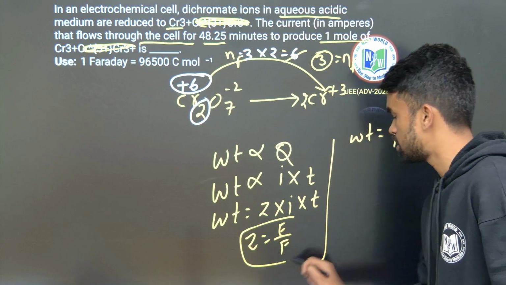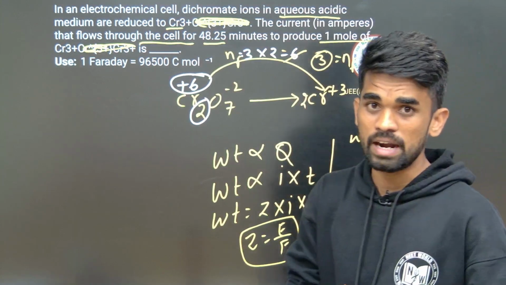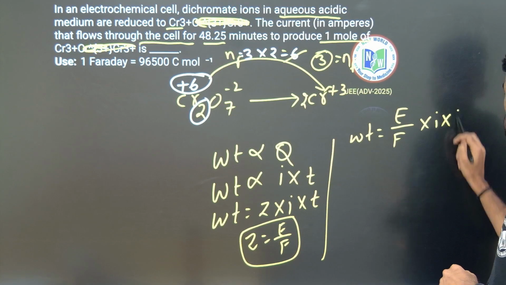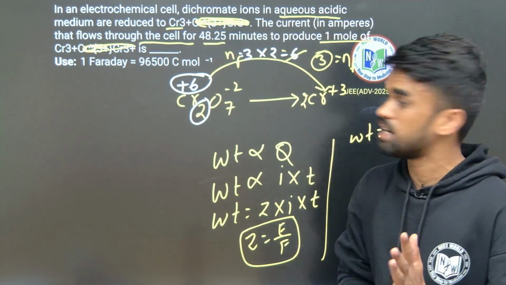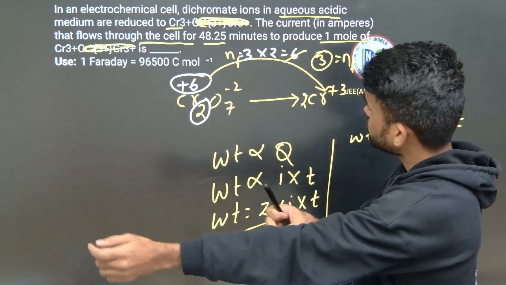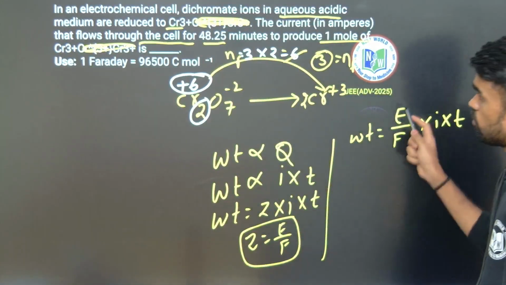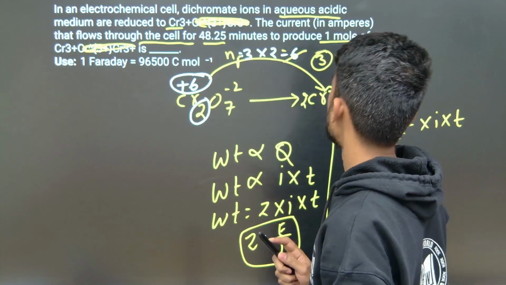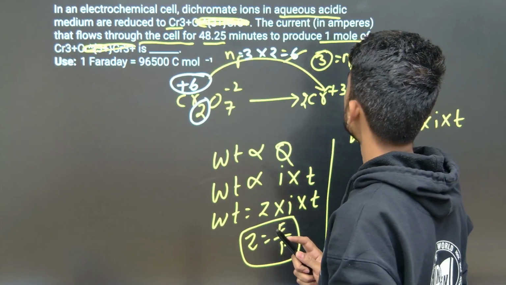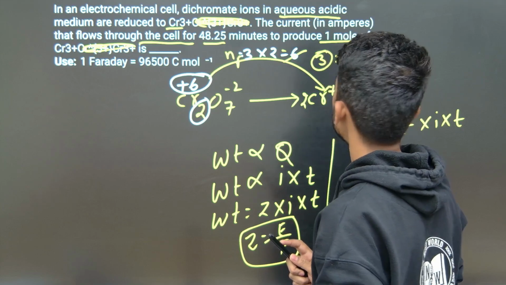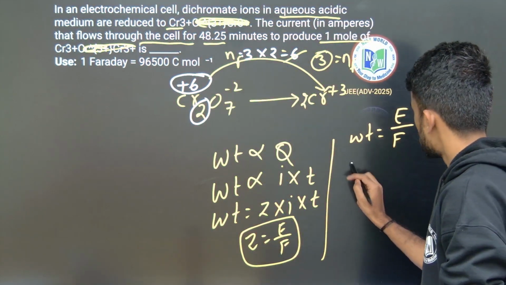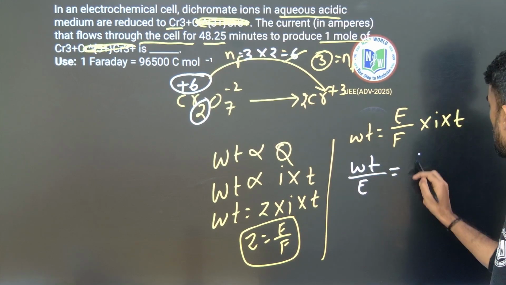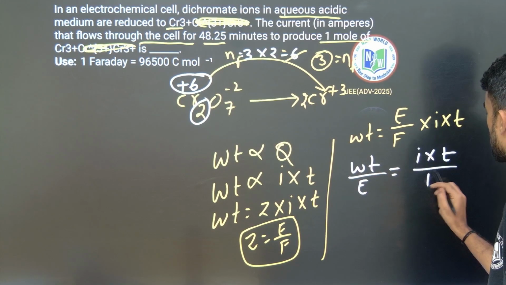We will study all these formulas in the electrochemistry Faraday's laws topic. From there I am writing this, Z into I into T. This is how I am giving you a basic understanding here. Now they are saying to produce 1 mole of chromium, find the current that flows through the cell in minutes. So weight by equivalent weight equals I into T by F. I can write it like this.